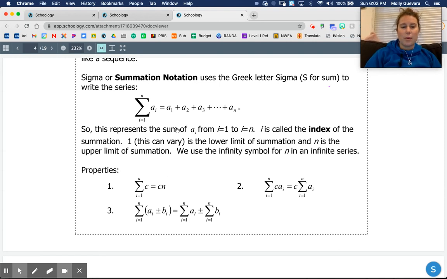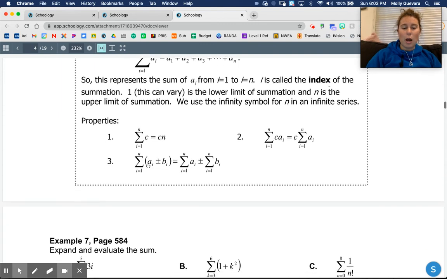Okay? And so that's called the index. And so it's like the lower limit and the upper limit. And then if we're going to infinity, the n up here, the upper limit would be infinity. So some properties here.